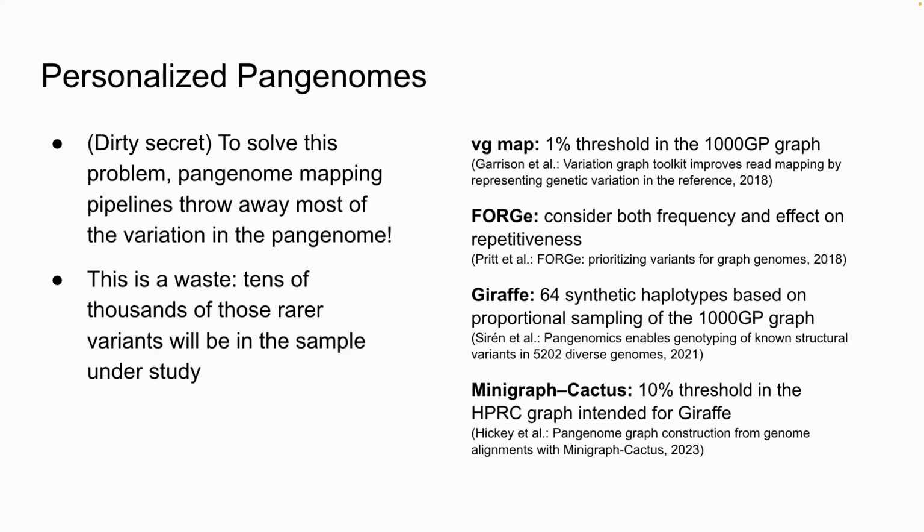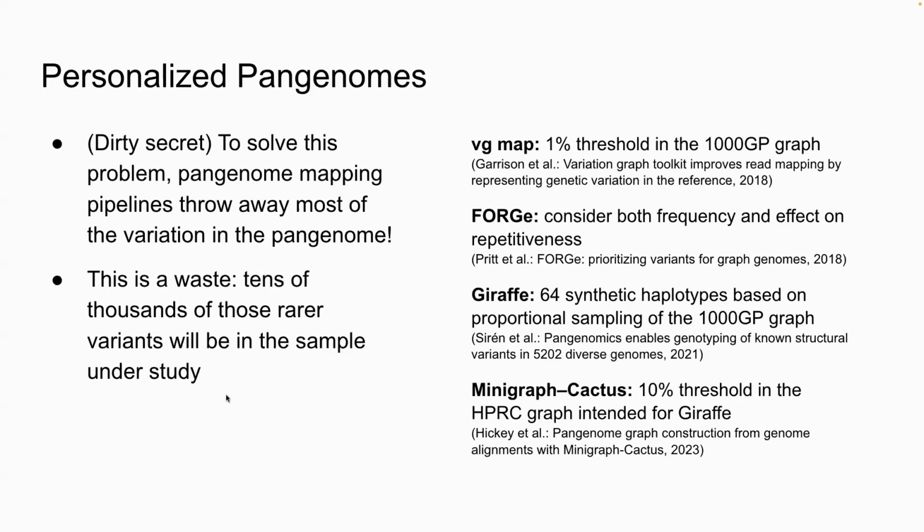We just say, okay, anything that has an allele frequency of less than, you can see over here, 1%, 10%, depending on what you're dealing with, right? We'll just throw it away, and we'll create a smaller subgraph of just the really common stuff, and that will be our substrate for mapping. But of course, that's a waste, right? Because any sample contains tens of thousands of those rarer variants, right? And we would really like to use them in our analysis.